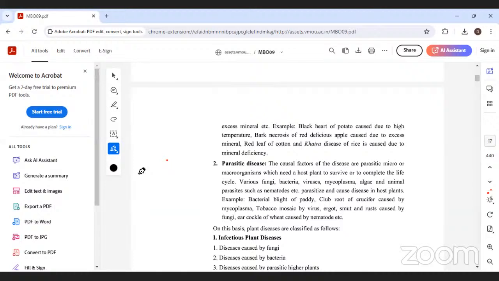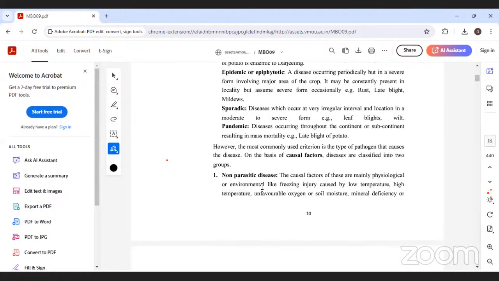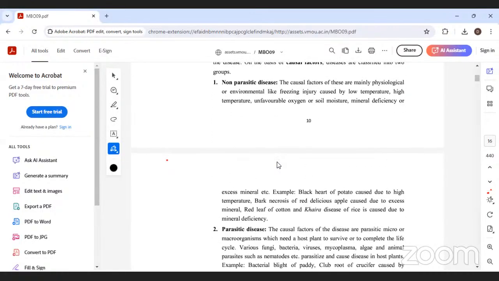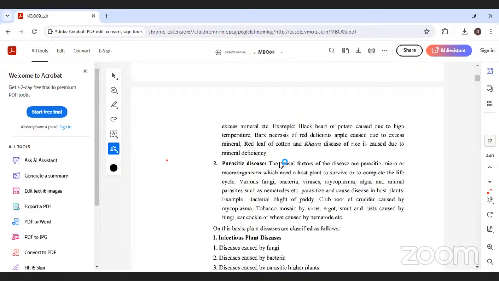Okay. In the soil, where mineral deficiency is there, cotton leaf reddening disease is caused. This is non-parasitic. Here parasites are not there. Only environmental condition. You can observe in this part environmental condition and soil type, excess of minerals or mineral deficiency in the soil. Both you can observe in this one.